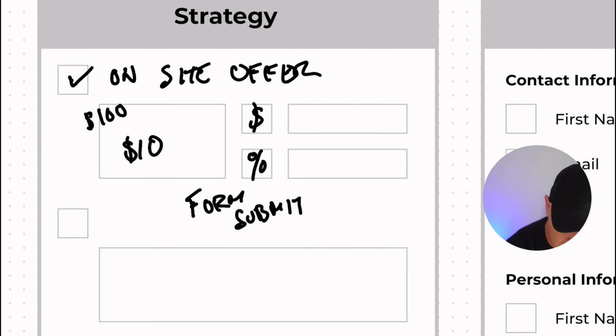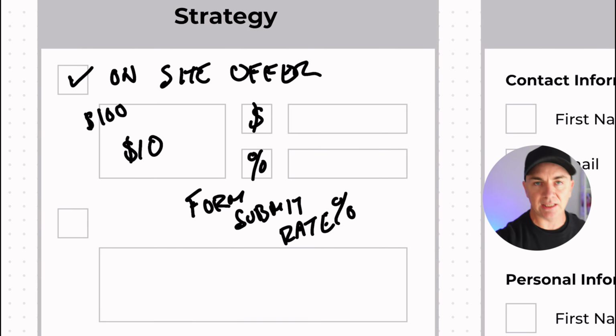So this you can show on Klaviyo, but your form submit rate is basically the measurement that tells you whether or not your offer is good or bad. So if the form submit rate is high, then it means the offer is good. If the form submit rate goes down, then the offer is bad.